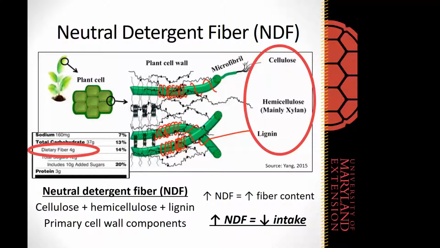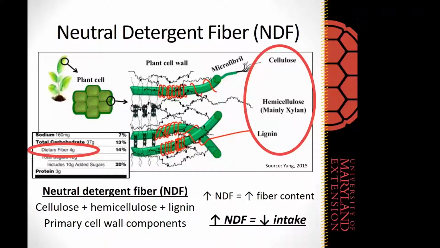And the reason we look at NDF is it does have an inverse relationship with intake. So as something is more fibrous, it has a higher fiber content, the animals tend to get full, they have more gut fill, so they'll eat less of it. So we see that inverse relationship between the NDF and the intake.